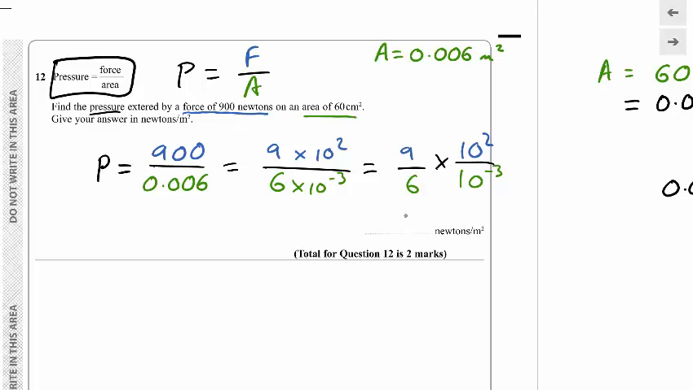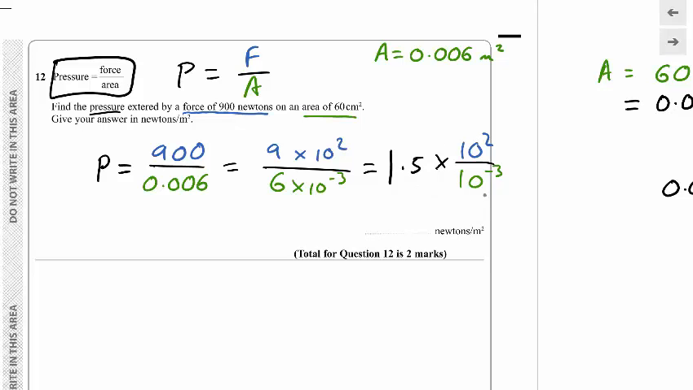So what is 9/6 then? Well, 9/6 written as a mixed number is just 1 and 3/6. What is 3/6? That's just a half, so I can just convert that into 1.5.